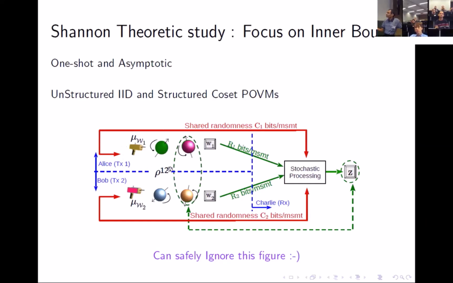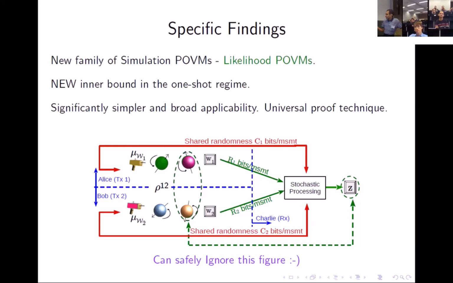Two separable POVMs, and I'm trying to simulate that at the end. Okay, so I will actually explain this further. So what is the specific technical contribution? Well, I've come up with a new likelihood POVM. I can analyze it in all regimes, one shot, asymptotic, and get simpler proofs, and essentially generalize it to multiple settings. That is the broad picture.